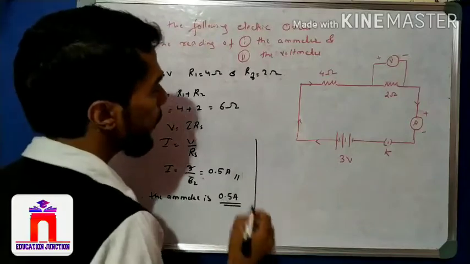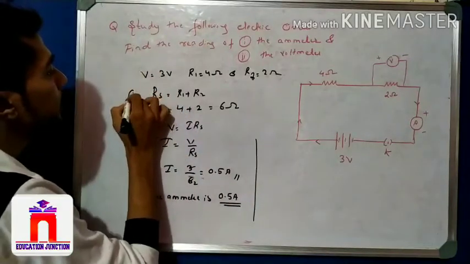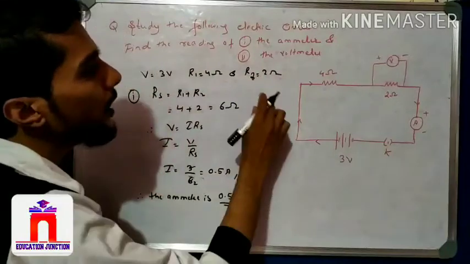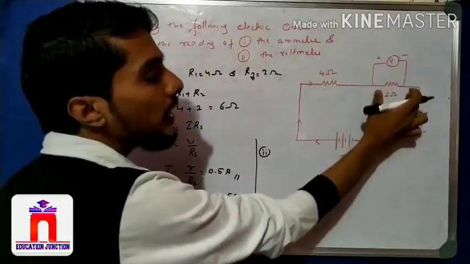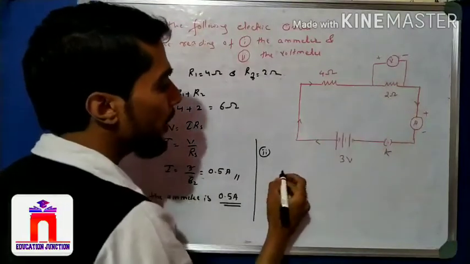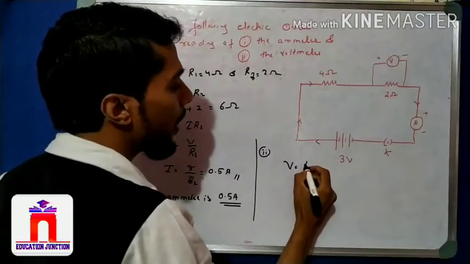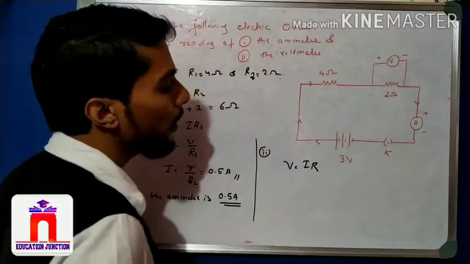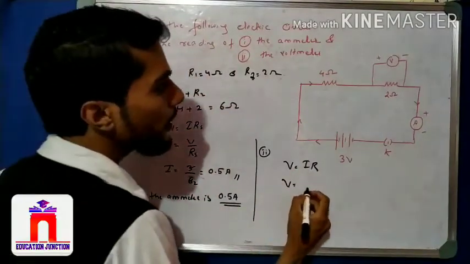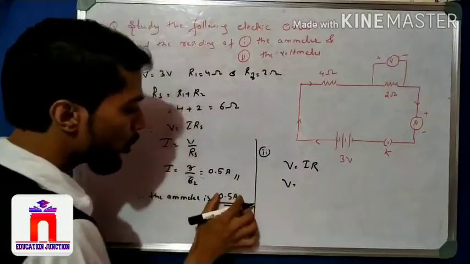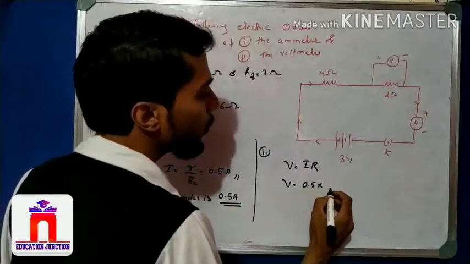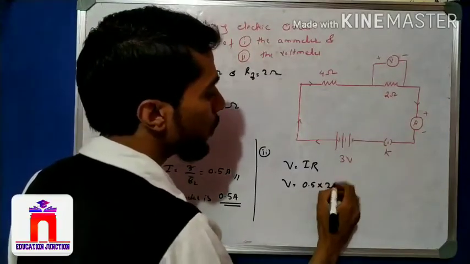Now come to the second one, that is the voltmeter reading. The voltmeter is connected only to the 2 ohm, so that is the 2 ohm taken. So V is equal to IR. What is I? I is 0.5, nothing but 1 by 2. So I take first 0.5 into R. R is 2.